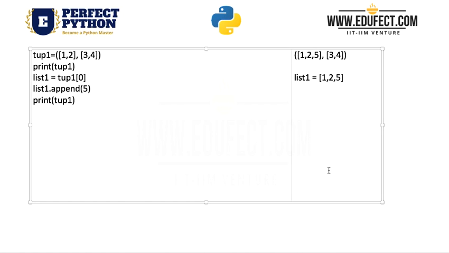So although tuples are immutable, their elements can be of mutable type and we can modify them. Now when we print tup1, what will we get? We will get this tup1, which is 1, 2, 5 and 3, 4. So this is allowed. Okay.